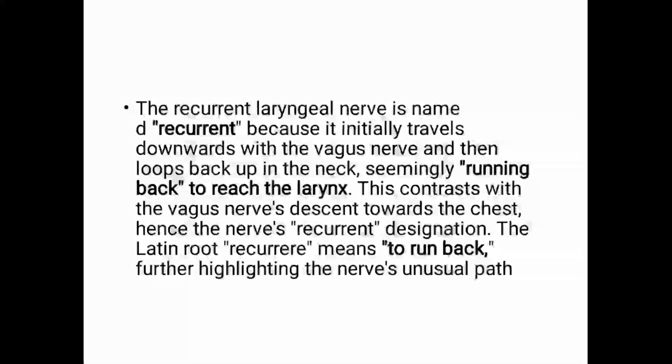The recurrent laryngeal nerve is named recurrent because it initially travels downwards with the vagus nerve and then loops back up in the neck, seemingly running back to reach the larynx. This contrasts with the vagus nerve's descent towards the chest. Hence the nerve's recurrent designation. The Latin root recur means to run back, further highlighting the nerve's initial path.